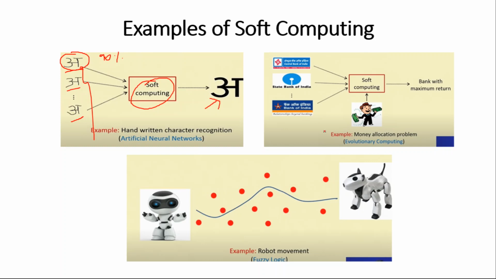This type of problem is solved using artificial neural networks. So this is character recognition. This is normally done using ANN, artificial neural networks. This is one type of soft computing.